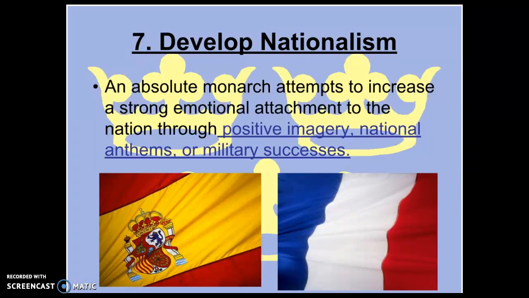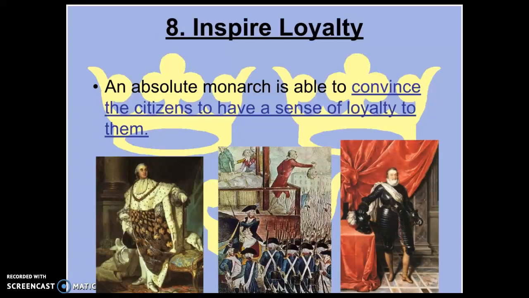You might want to star that on your paper. An absolute monarch attempts to increase a strong emotional attachment to the nation through positive imagery, national anthems, or military successes. There are several different ways that the United States shows nationalism. You guys might want to talk about that as a group and how the United States shows nationalism, especially in the midst of tragedy or in the midst of something really great to celebrate.